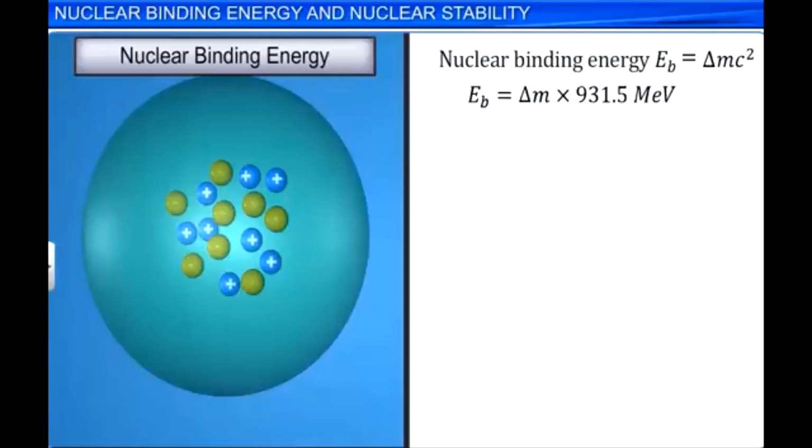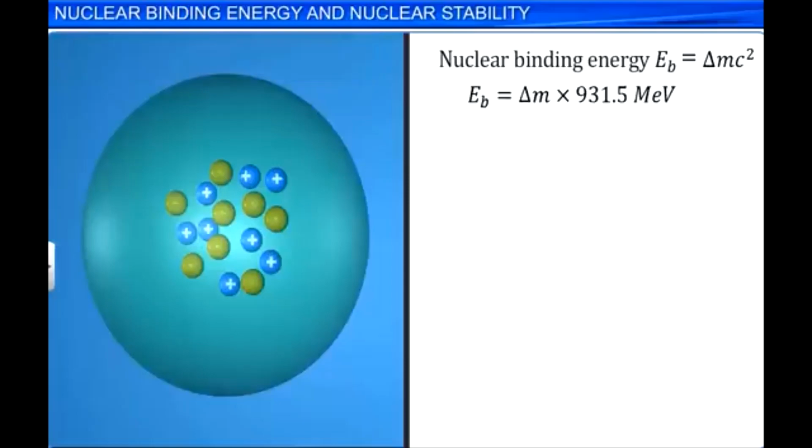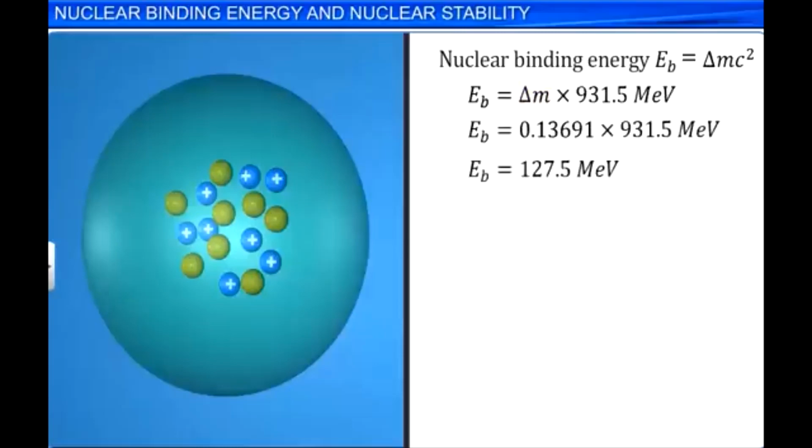For the oxygen nucleus, substituting the value of mass defect delta M equal to 0.13691 AMU and simplifying, we get EB equal to 127.5 MeV. The value of EB can be obtained in joule if we take delta M in kilogram. The ratio of the binding energy to the mass number A of the nucleus is called the binding energy per nucleon or average binding energy and is denoted by EBN.